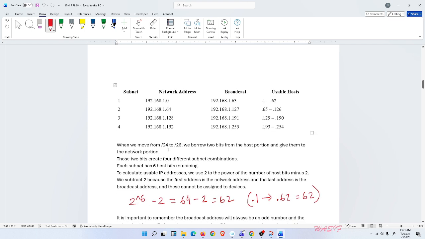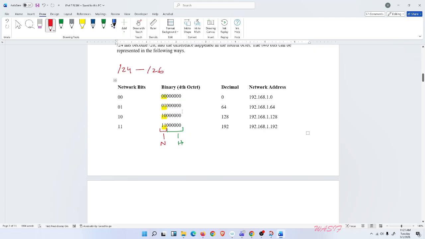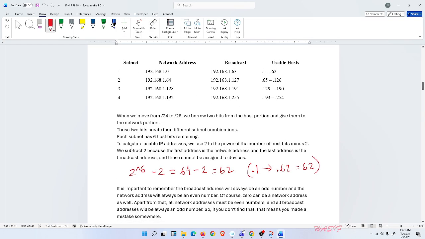Okay, when you move from /24 to /26, we borrow 2 bits from the host portion and give them to the network portion. With 2 bits creating 4 different subnet combinations. Each subnet has got 6 host bits remaining. To calculate usable IP addresses, we use 2 to the power of the number of host bits, minus 2.